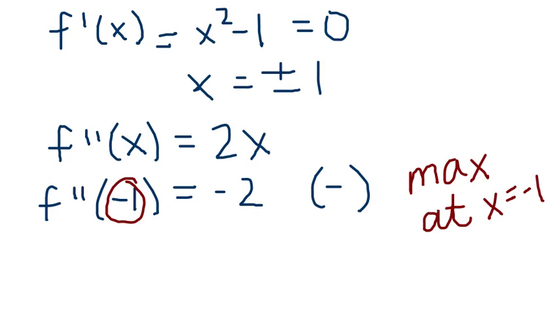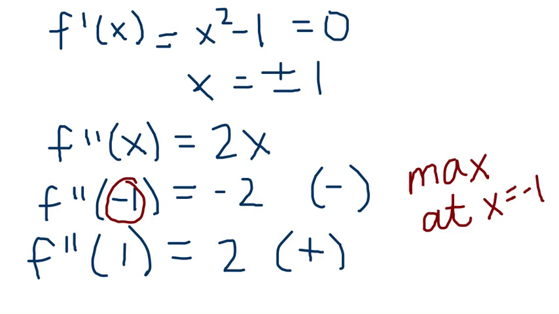And then I also see when I substitute in my other critical number, positive 1, I get positive 2. So since I get a positive outcome, I know for a fact that I have a min at positive 1. So that's how the second derivative test works to find extrema.